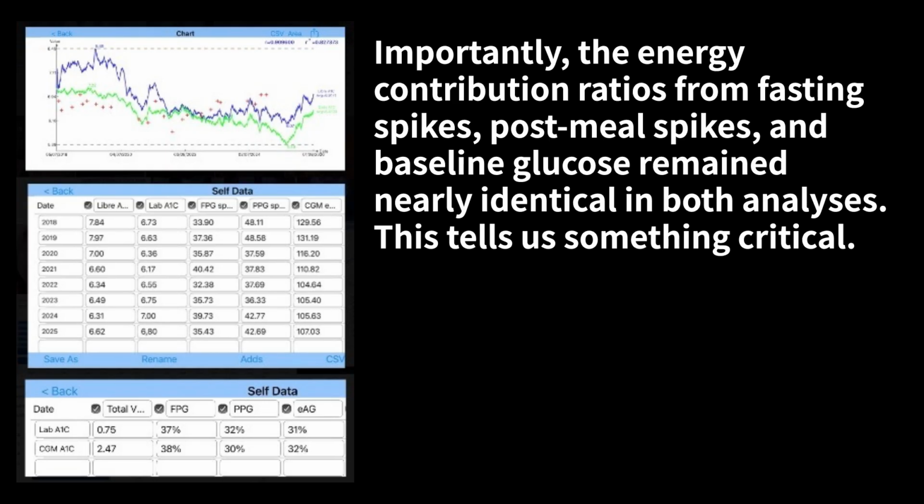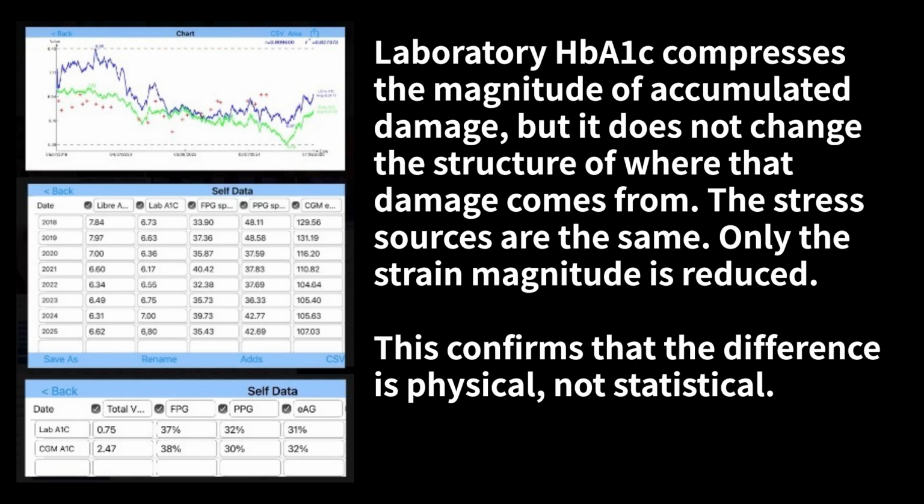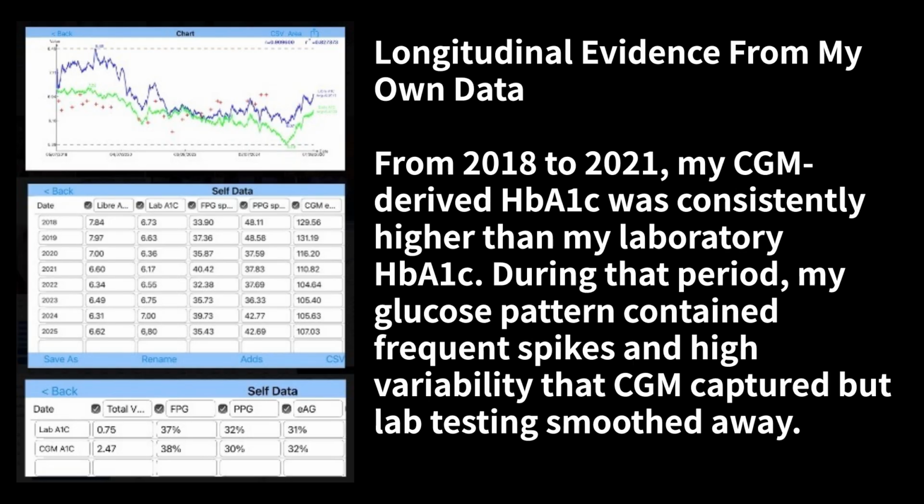This tells us something critical. Laboratory hemoglobin A1C compresses the magnitude of accumulated damage, but it does not change the structure of where that damage comes from. The stress sources are the same, only the strain magnitude is reduced. This confirms that the difference is physical, not statistical. Longitudinal evidence from my own data.